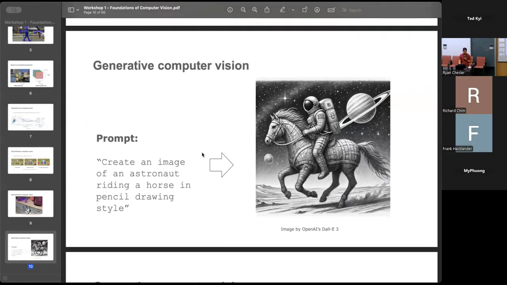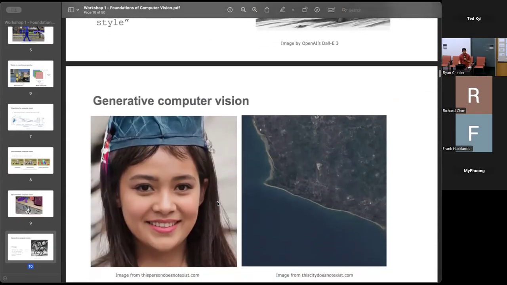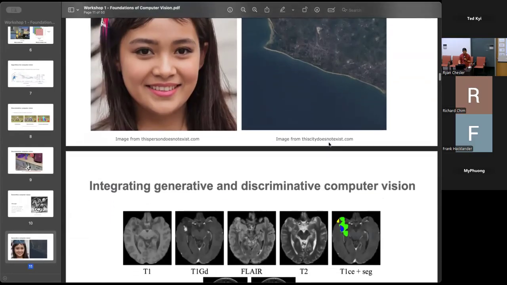And so the flip side of the discriminative is the generative. So this is what a lot of people are interested in nowadays. So you can plug in some text. You can say, make an image of this, a horse riding on a cowboy or something impossible, and then it will just make an image for you. So this is a big field now, but is relatively recent. So you can make images of people, you can make new satellite imagery.